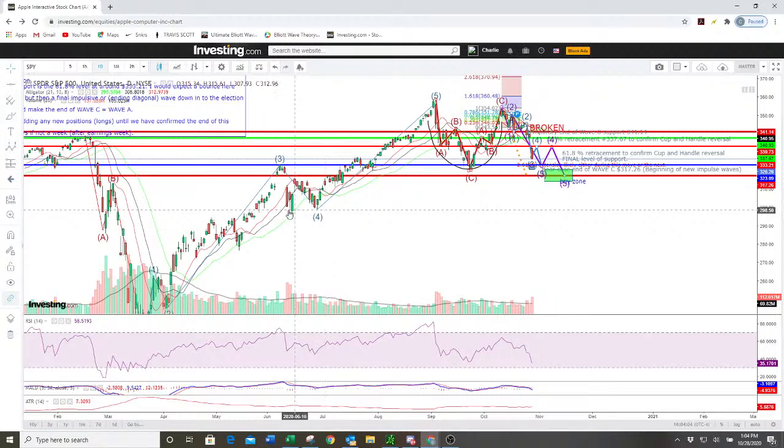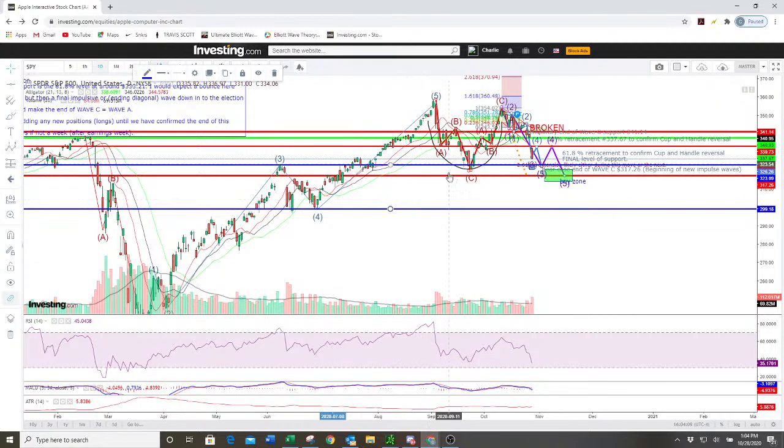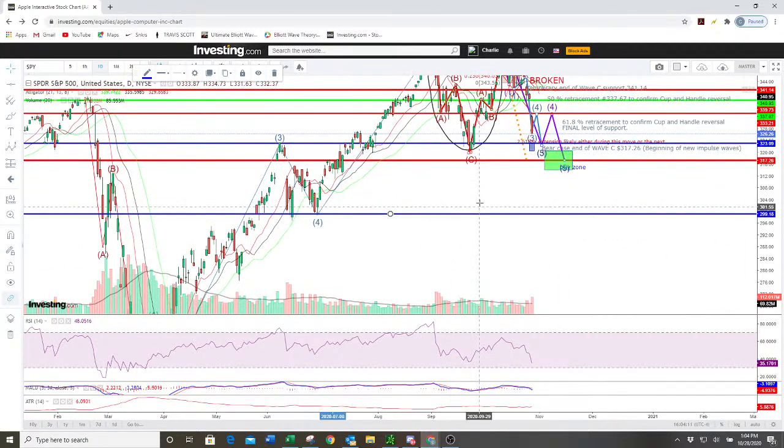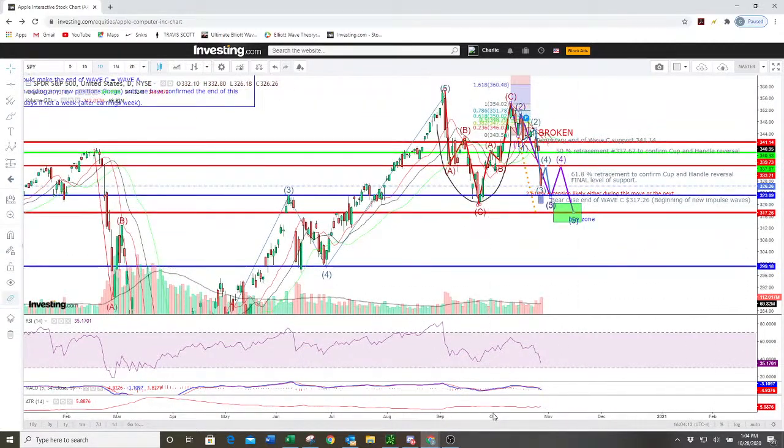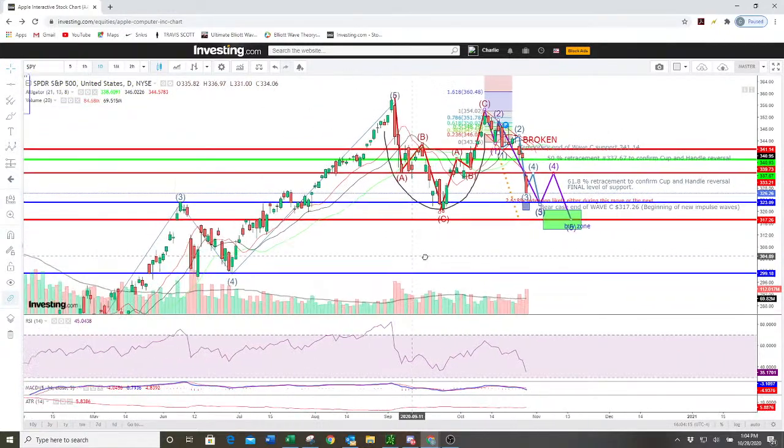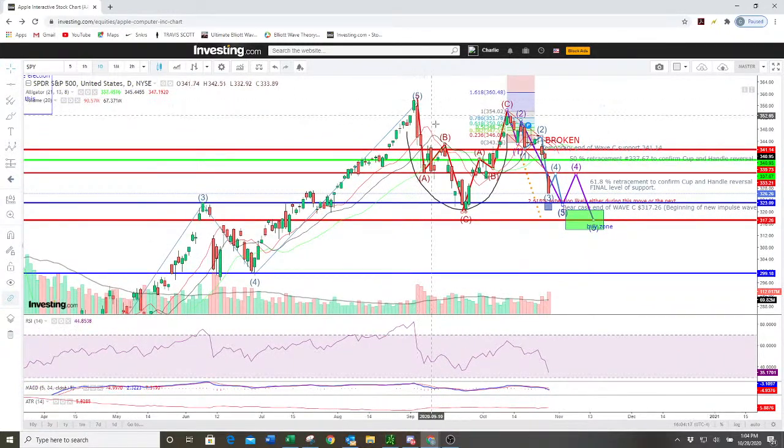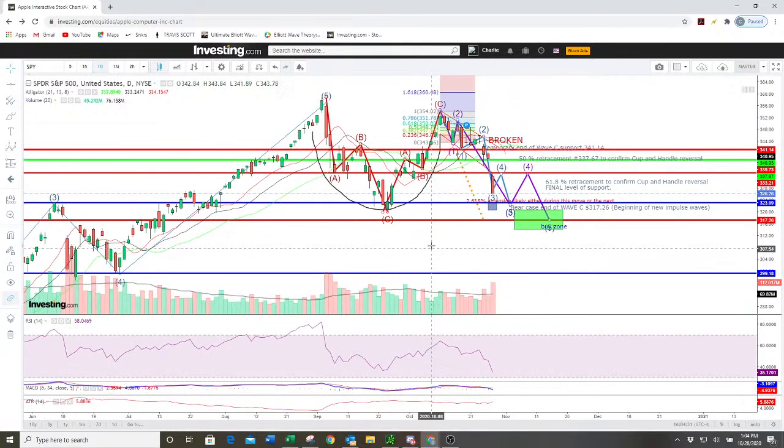Okay, there we go. Okay, so those are the 2 targets. As you can see, this first pullback that we had back on September 1st and 3rd reached that low, that high of wave 3. It ended up finishing right around 319, but it hung around that 323 level. Okay, so we have 2 options there.